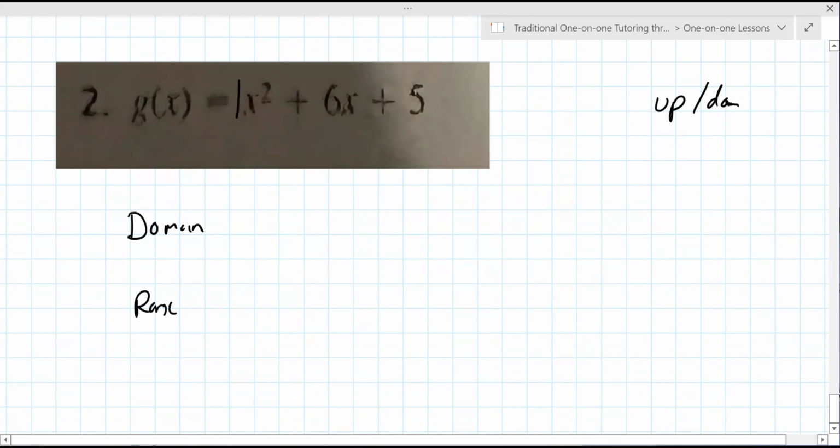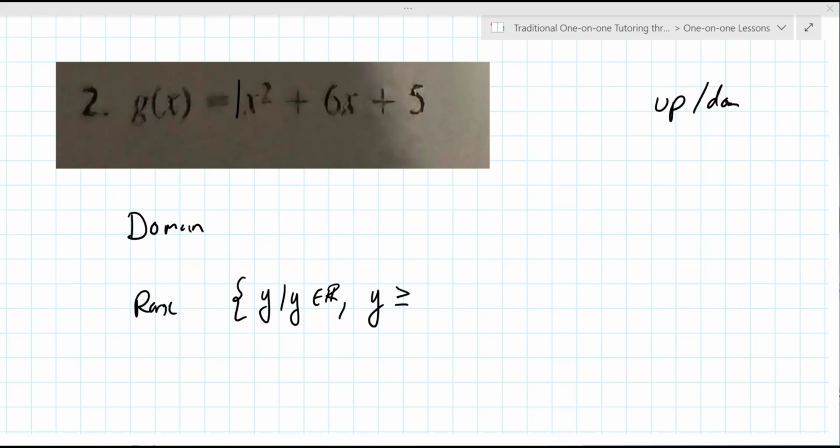So it opens up, because a is positive. That helps you to determine the range. The range is y such that y is an element of the real numbers, y is greater than or equal to, and it's always the y value of the vertex. All right, so can you give me that value?